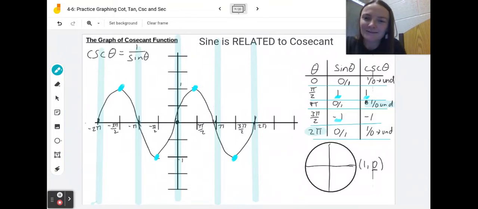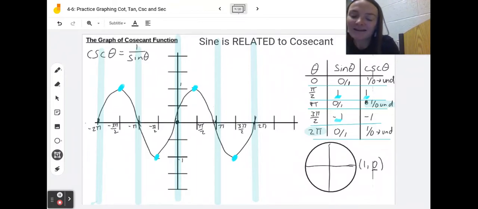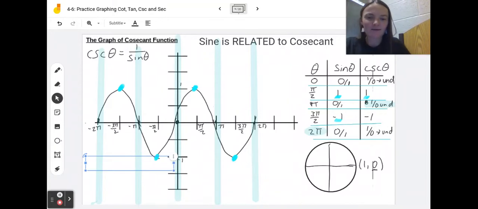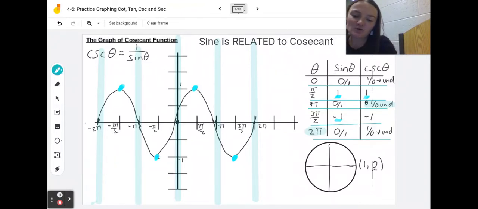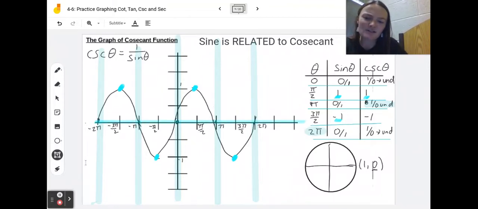That's no coincidence. In fact, there's something very systematic about what's happening here. So let's go ahead and formalize our thoughts. Here's what's happening. Technically, every time that sine crosses the midline, we get an asymptote. In fact, you can kind of see that here. When sine crosses the midline, cosecant gets an asymptote. So let's go ahead and write that.